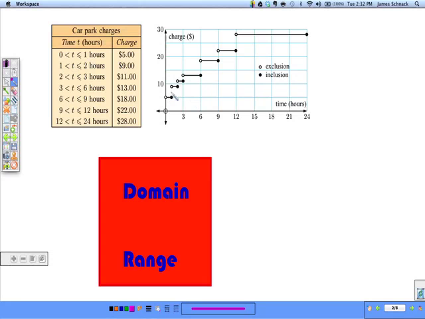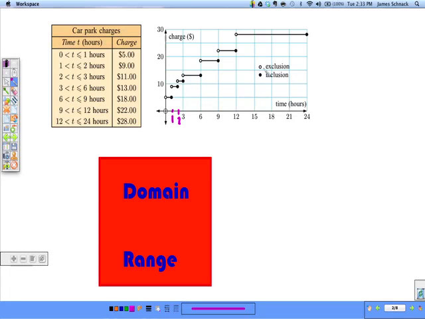And notice on this graph, I have these steps. This is called a step function. And not including 0, but all the way up to 1 hour, I'm paying $5. As soon as I pass that 1 hour mark, I jump up to the $9 price. I pay that until 2 hours. And then I jump up to $11, and I pay that until the third hour hits. And then I jump up to $13.